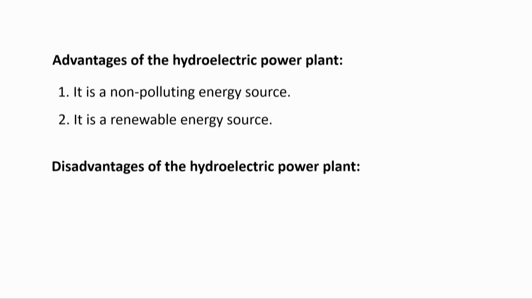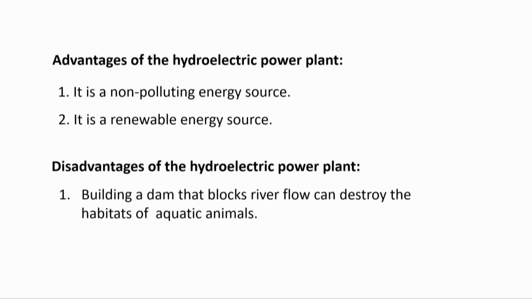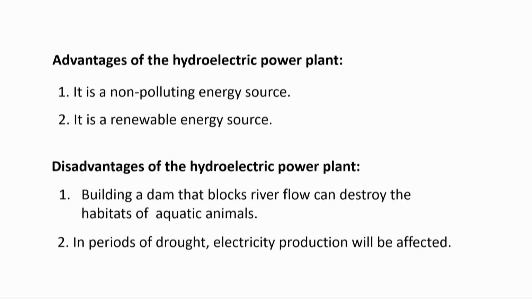The disadvantages of a hydroelectric power plant include building a dam that blocks river flow, which can destroy the habitats of aquatic animals. In periods of drought, electricity production will be affected.